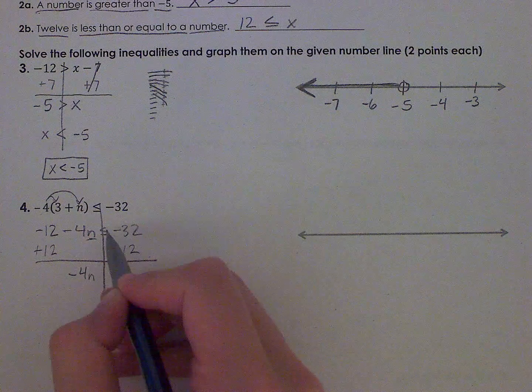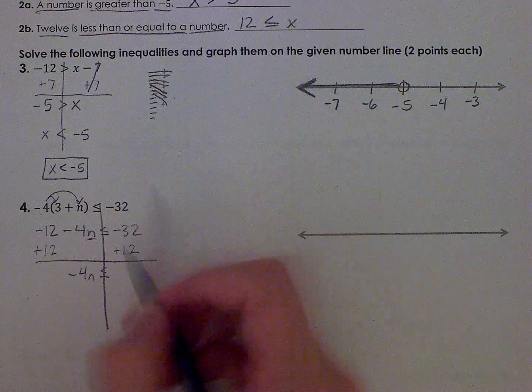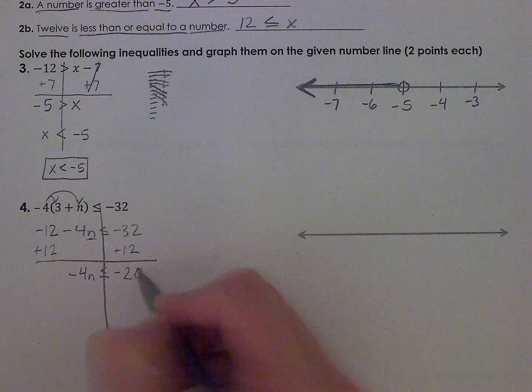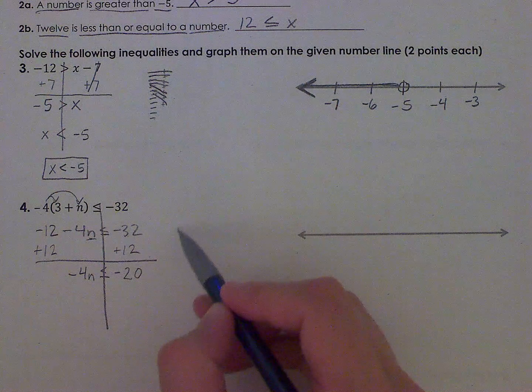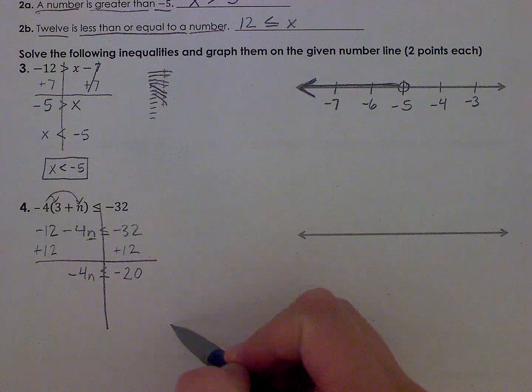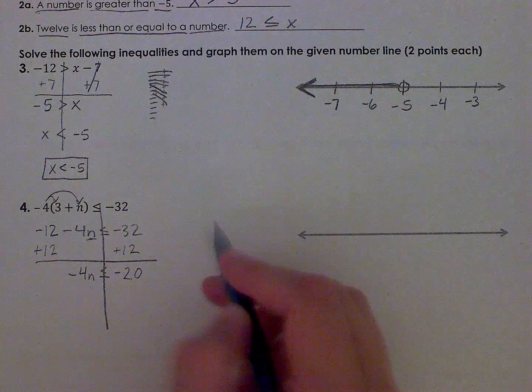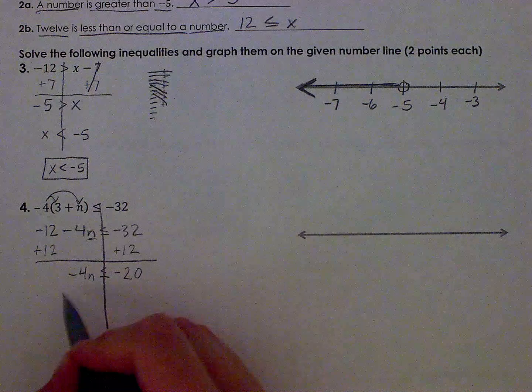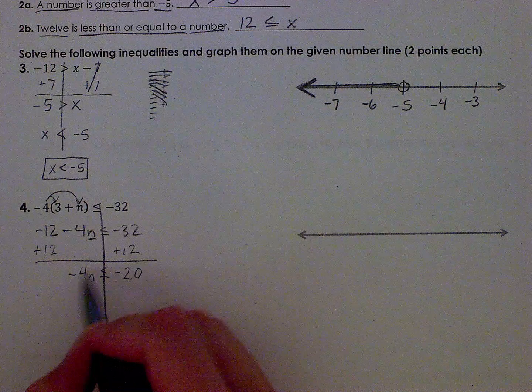Negative 4n, bring down less than or equal to. Negative 32 plus 12. This is negative 20, right? And imagine I have 32 negative signs listed and then 12 positive signs. Well, 12 will cancel, but there'll be 20 negative signs left over. Okay. Now, I have n times negative 4.